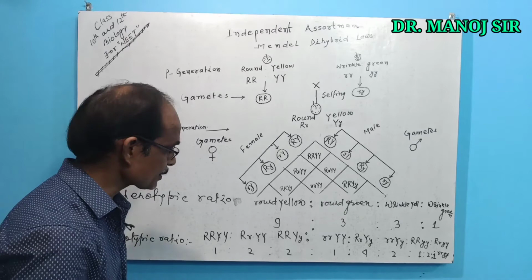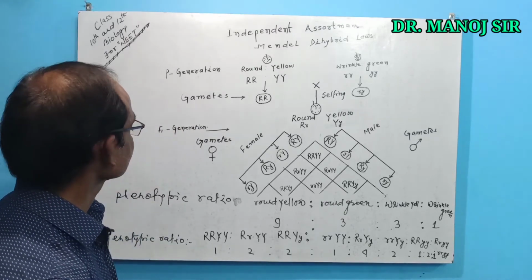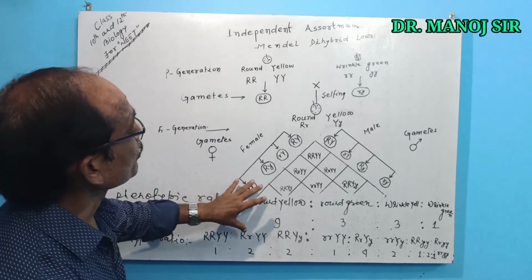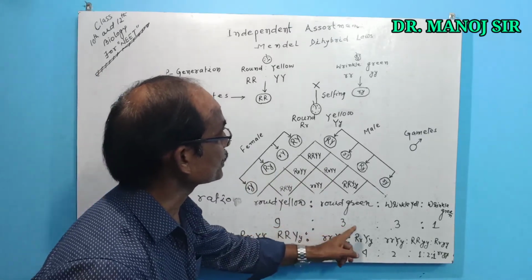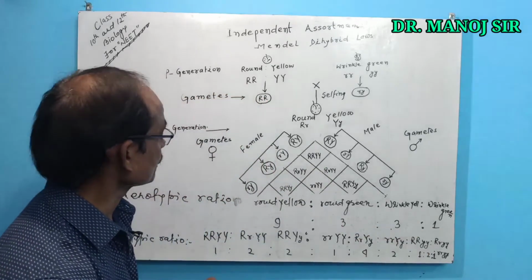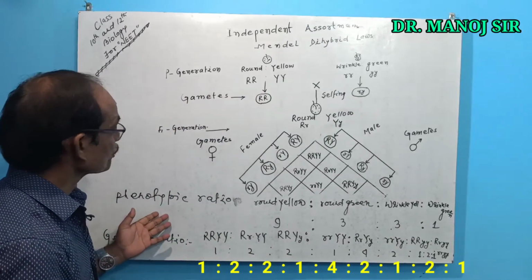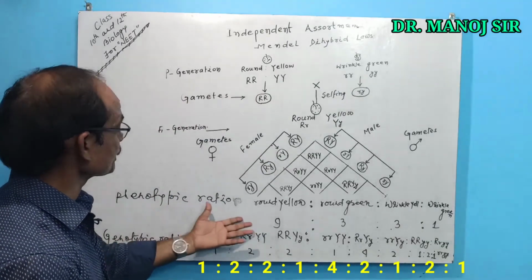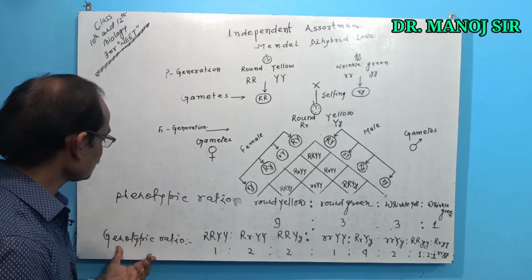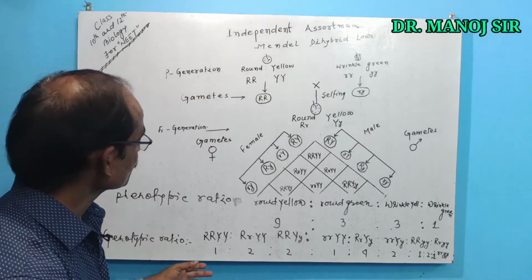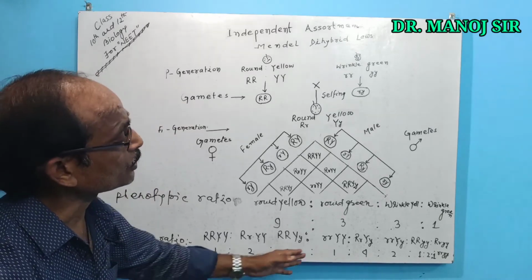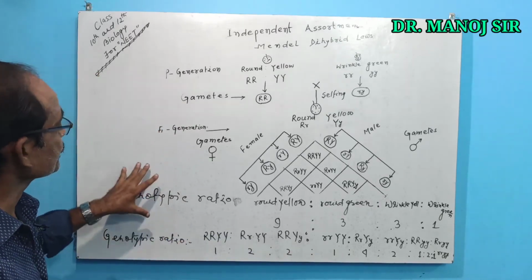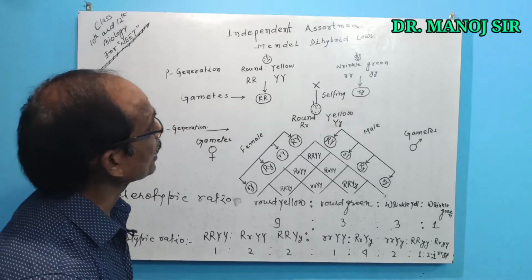It means the total number of progeny is 16, both in phenotype and in the genotypic ratio. These are Mendel's dihybrid law.